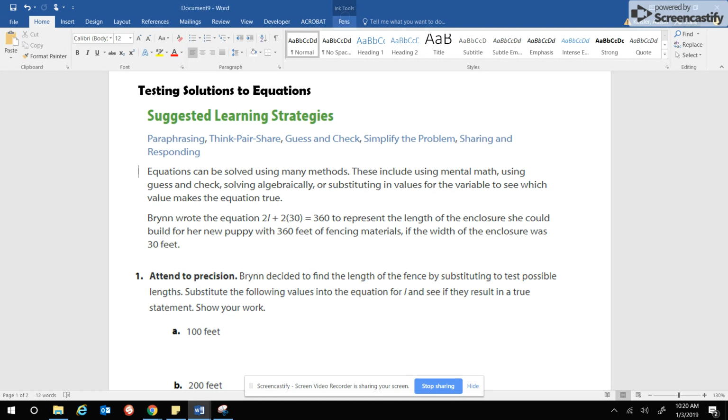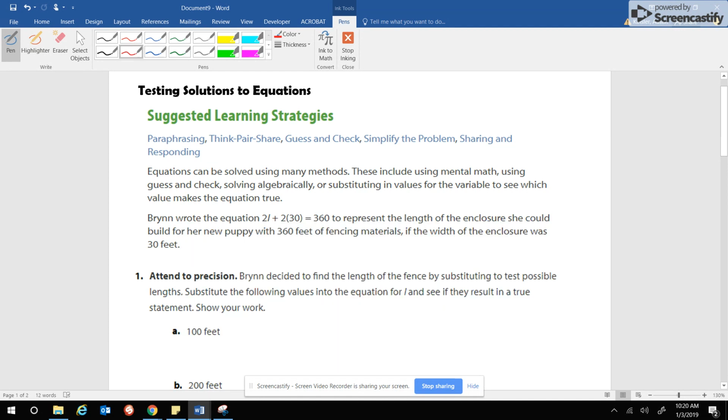It says equations can be solved using many methods. These include using mental math, using guess and check, solving algebraically, or substituting in values for the variable to see which value makes the equation true. This is what we're going to focus on mostly today. We're just going to be testing out solutions. We're substituting stuff in.